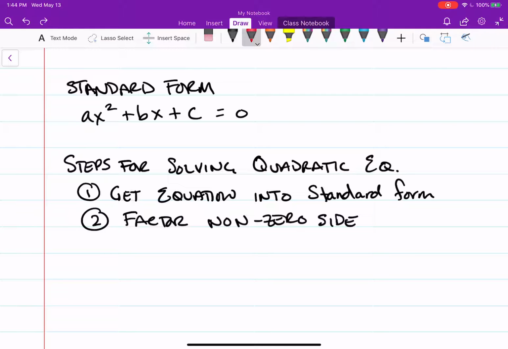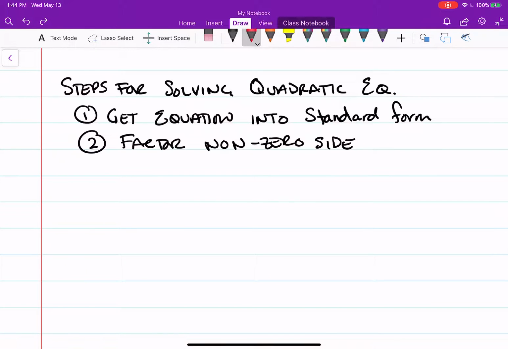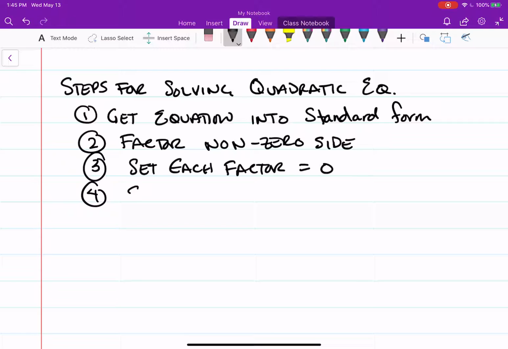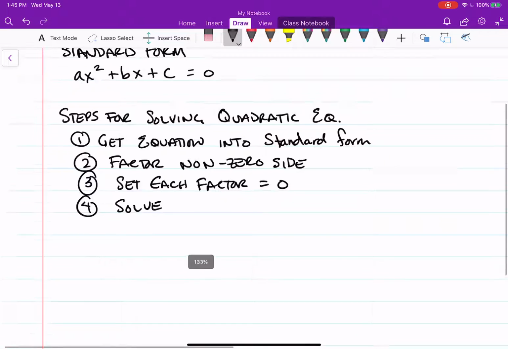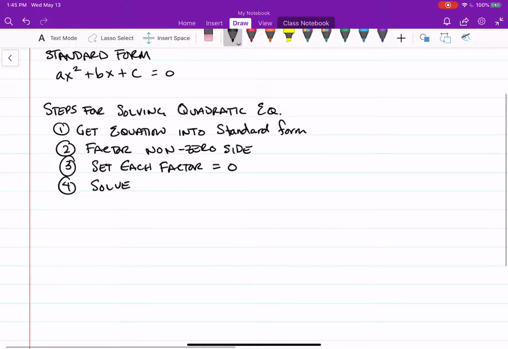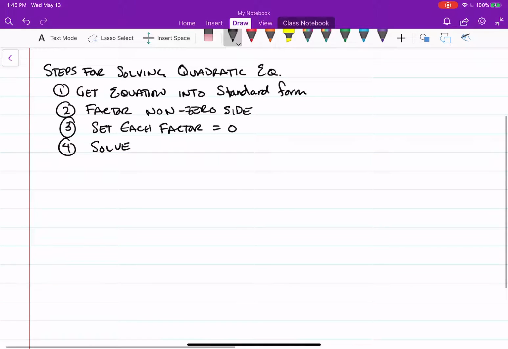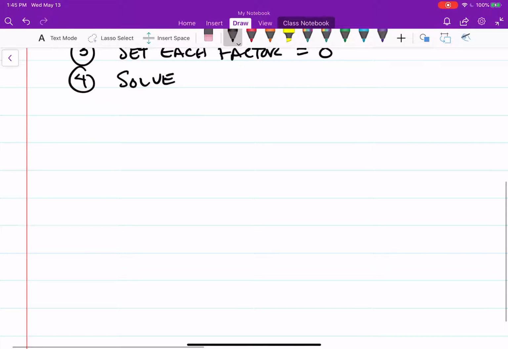Step 3, set each factor equal to 0. And 4, solve. Okay? All right, so before we even get into an example problem, let's review. Let's review factoring.